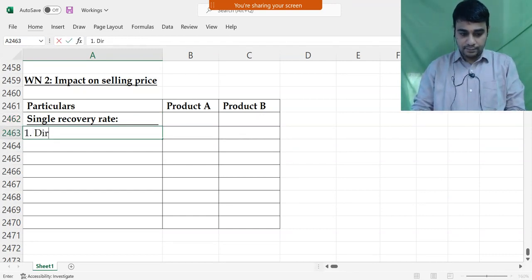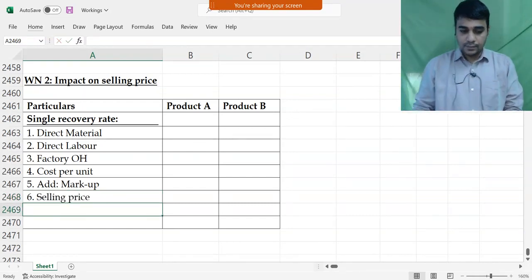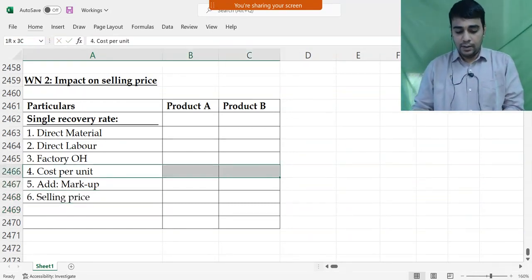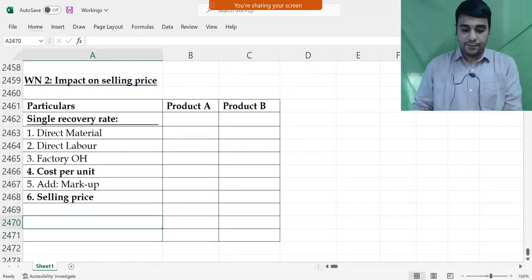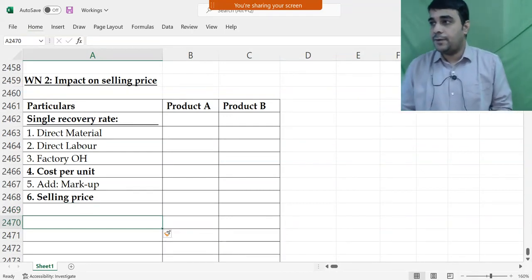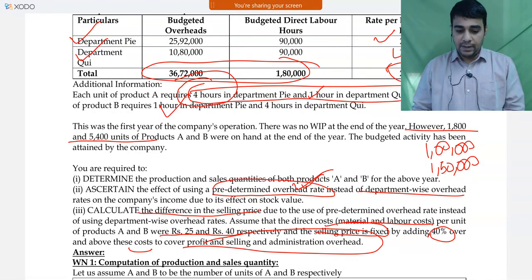Direct material, direct labor, factory overhead, cost per unit, add markup and selling price. Direct material, direct labor, factory overhead, cost per unit, add markup and then you get the selling price. Markup is basically the profit. The direct material cost is given in the question.